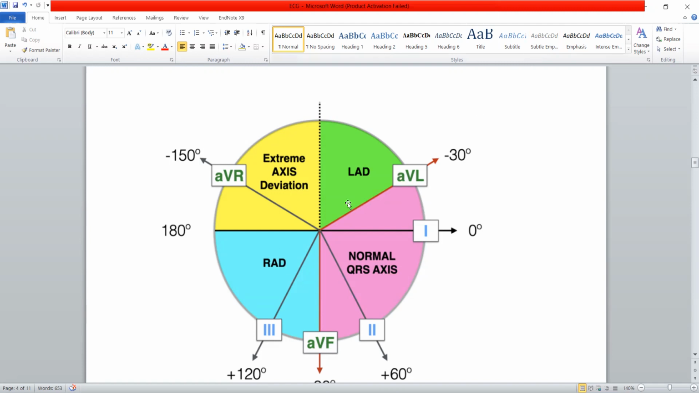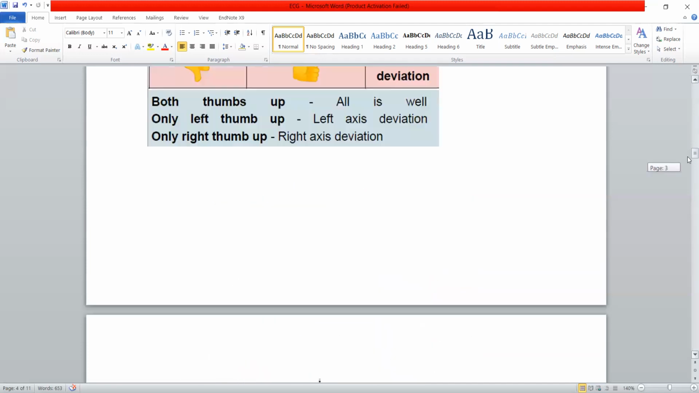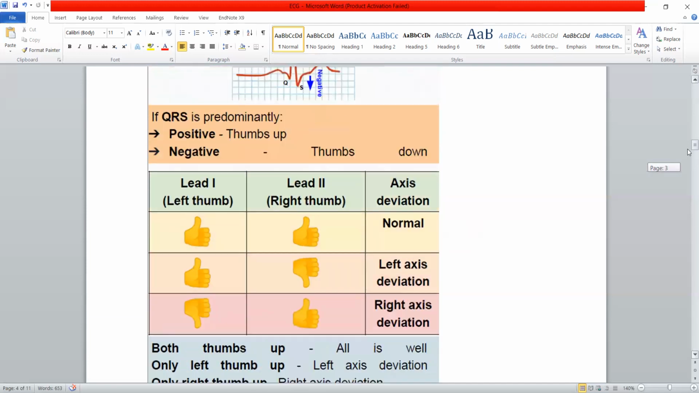Just remember this circle and remember that lead 1 is on the left side and lead AVF, or lead 2, is downward. And the next thing that you have to remember is that if the current is flowing towards a lead, it will produce a positive QRS complex. And if it is flowing away from the lead, it will produce a negative QRS complex. So by remembering these two things, you can assess the cardiac axis easily. Now let's do some examples.